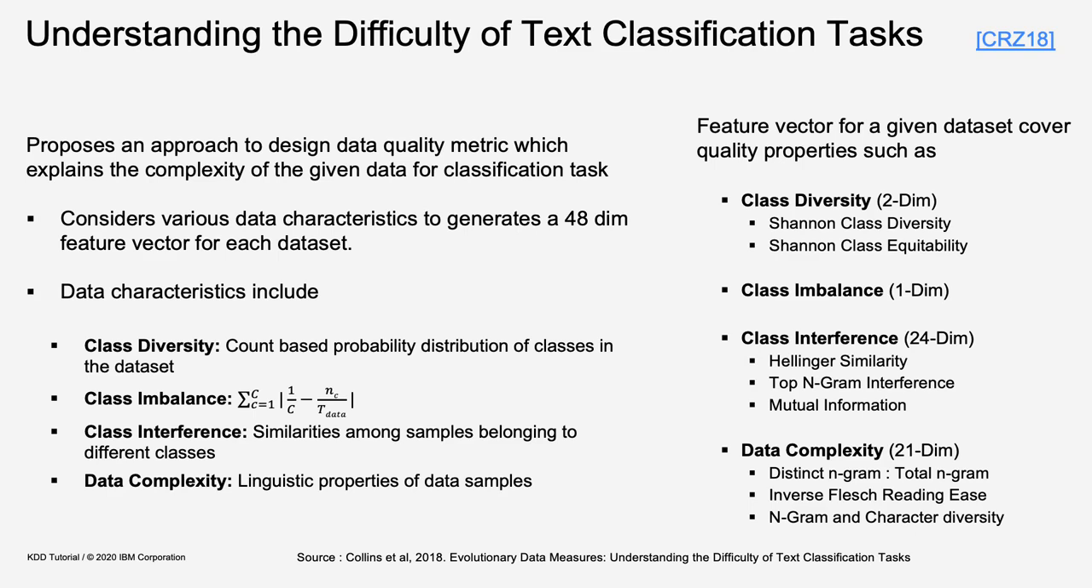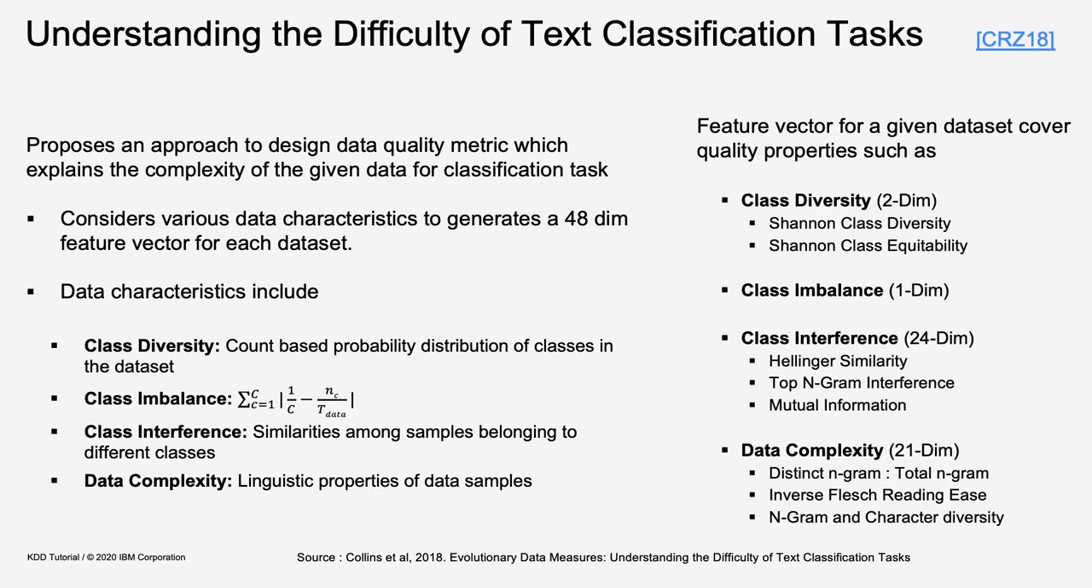Class interference characteristic is used to measure similarity among samples belonging to different classes. The authors consider Hellinger's similarity, which measures similarity between two probability distributions; top n-gram interference, which is the average Jaccard similarity between the set of the top 10 most frequent n-grams from each class; and average mutual information score between the set of the top 10 most frequent n-grams from each class.